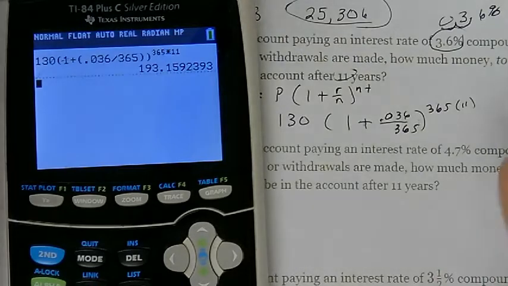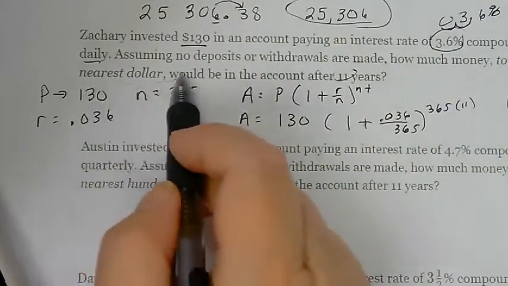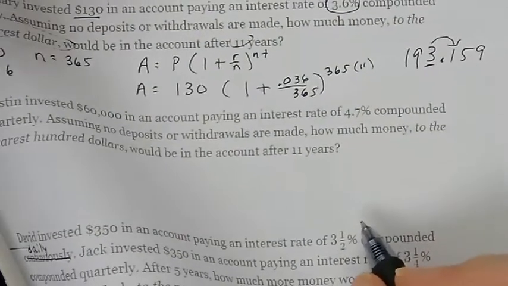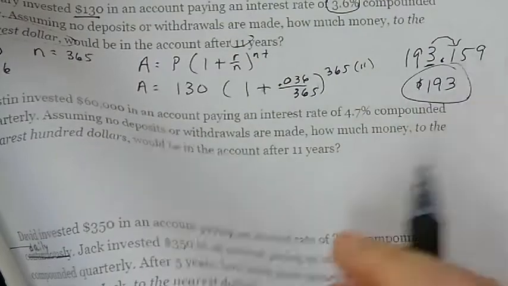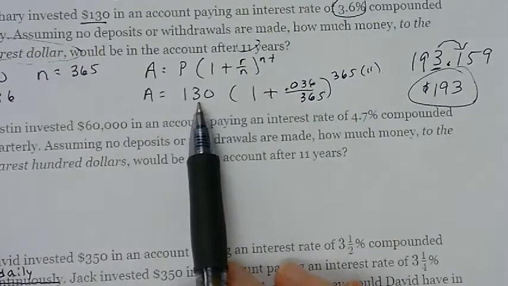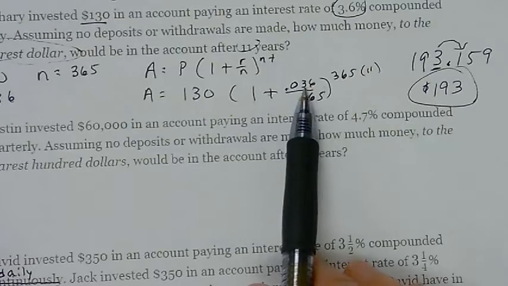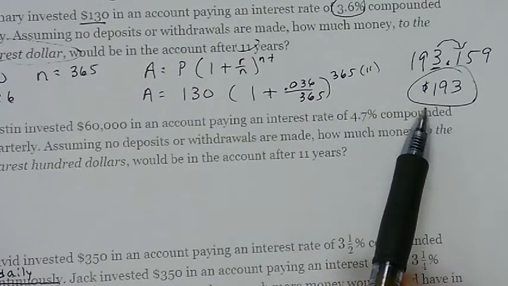And I get 193.159. And this says to round it to the nearest dollar. So this will be the dollar. If I look back, I have to decide if the 3 is going to stay the same or round up, and it will stay the same. So you have $193. So what this tells me is if I put $130 in the bank, and the percentage rate is 3.6%, and it compounds daily, this is how much money I will have after 11 years.